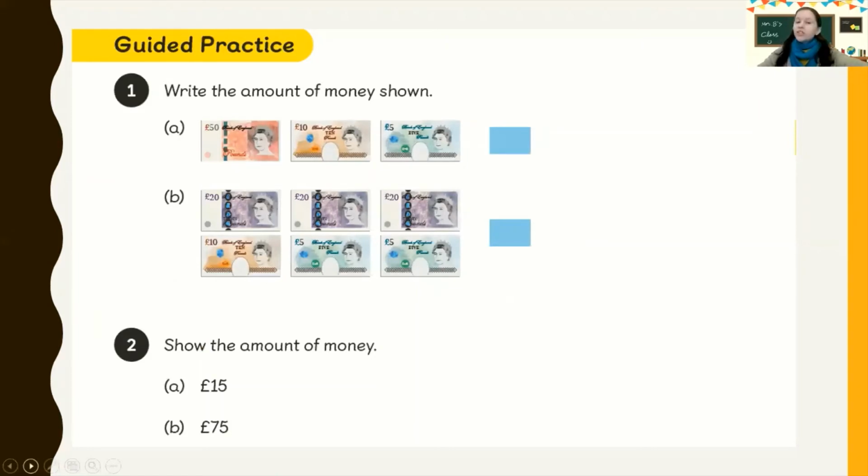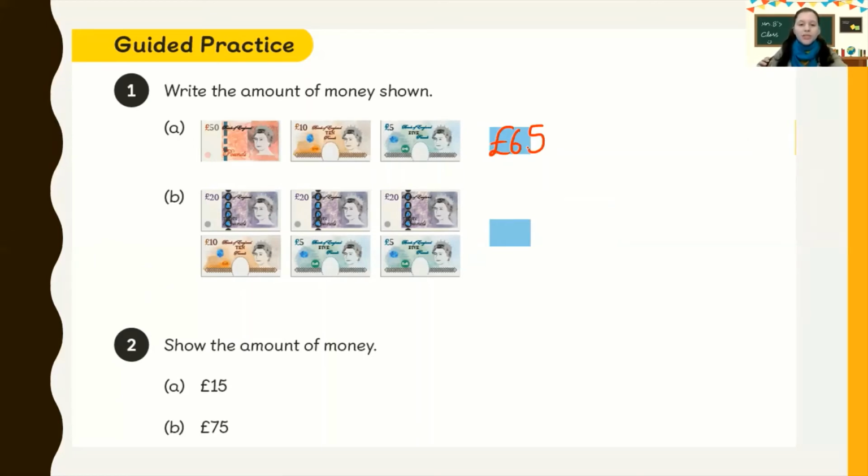So question A, £50, £10, £5. So again, we're counting on to find the answer. So 50 add 10, we know because we can do our 10 times table. It's like 5 add 1, 6 with a 0, 60. Add 5, 60 add 5 is, yeah, that's right, it's 65. Not forgetting that pound sign, very important.